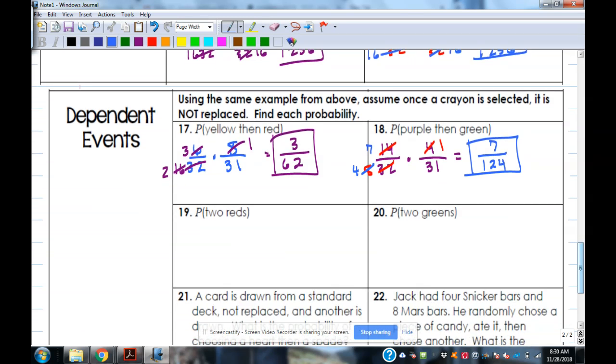19, same situation, probability of 2 reds without replacement. So what's the probability of getting a red? 8 out of 32. If we get a red, how many reds are left? Out of 31. So simplify if you can. 7 out of 4 times 31 was 124.